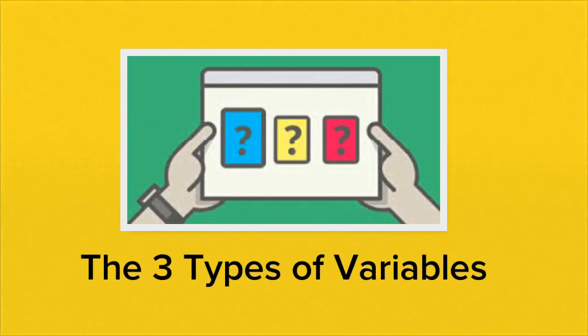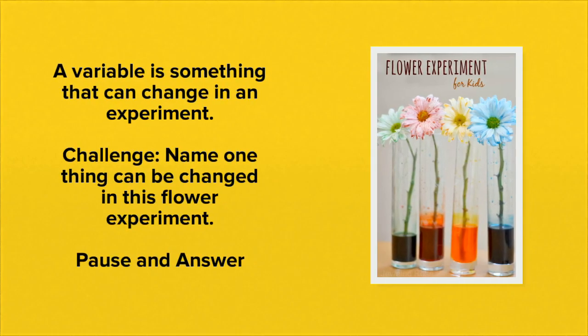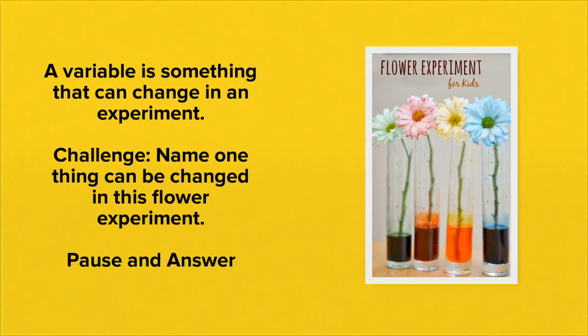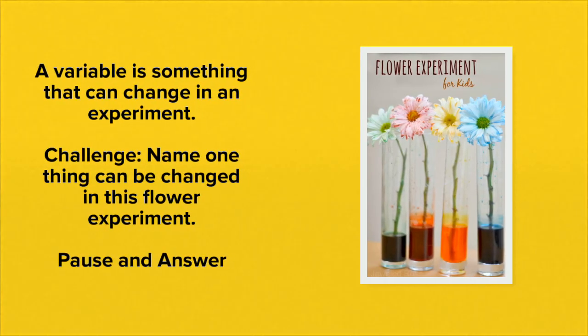The three types of variables. A variable is something that can change in an experiment. Challenge. Name one thing that can be changed in this flower experiment. Pause the video now and record the answer on your worksheet.